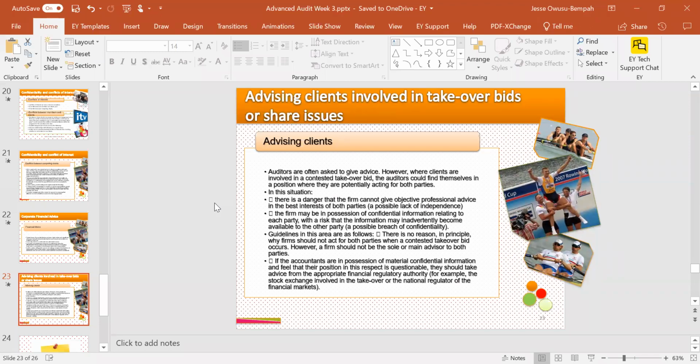Okay. So let's say Deloitte is auditing GCB and it's auditing First Capital Bank. And GCB is saying that, oh, we want to acquire First Capital Bank. And Deloitte is auditing both of them. What does it expose Deloitte to? First of all, Deloitte has confidential information on each of them, right? Secondly, Deloitte giving professional advice to GCB may not necessarily be objective at all, because Deloitte is in the middle of two clients.